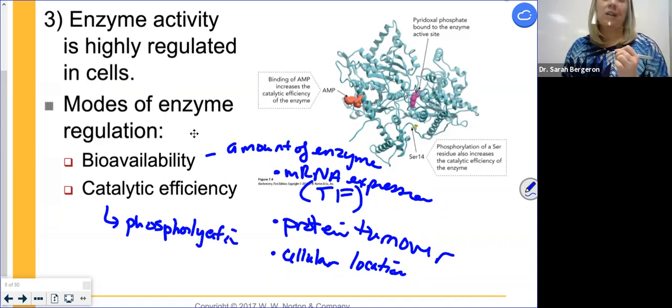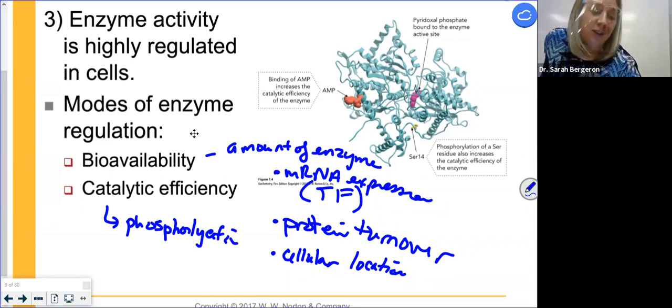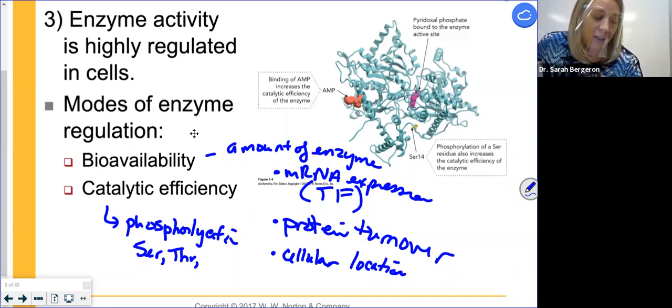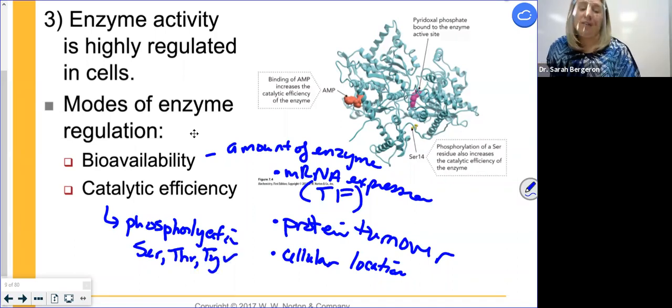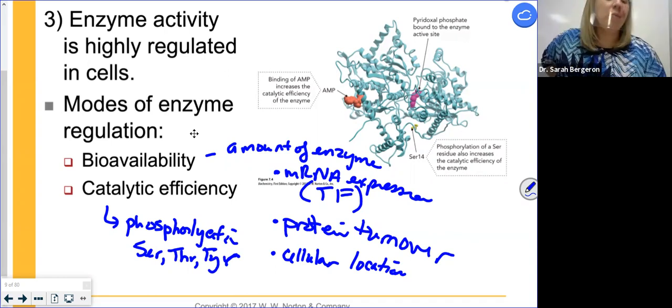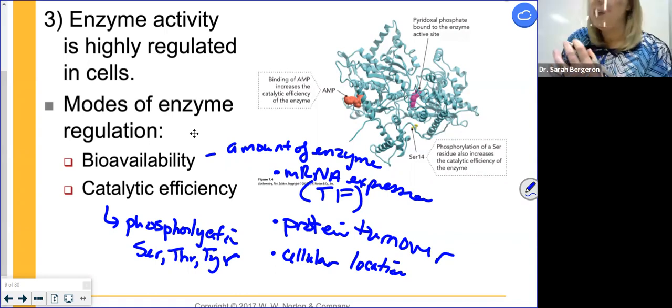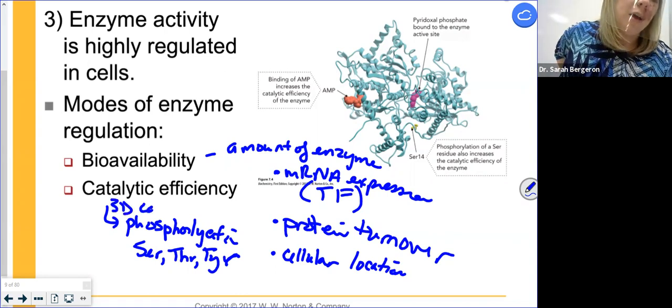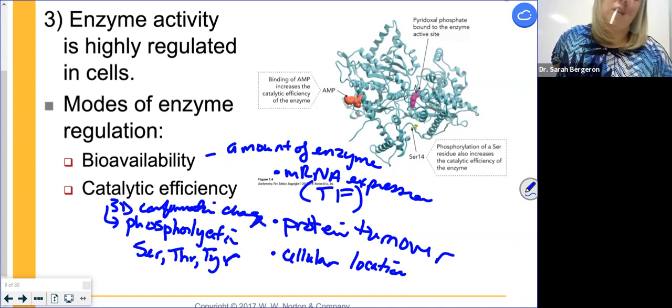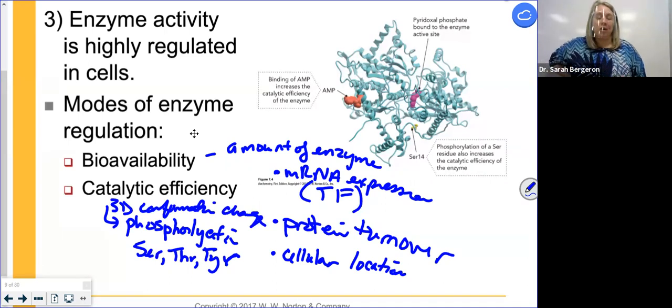What can we phosphorylate? Serine, threonine, and tyrosine. It's an R, tyrosine. Okay, so that's one thing that we can do. So when we do this phosphorylation, we're changing, what are we really changing? We're changing the 3D conformation of the protein. So in order to get that three-dimensional conformational change, then we phosphorylate it.